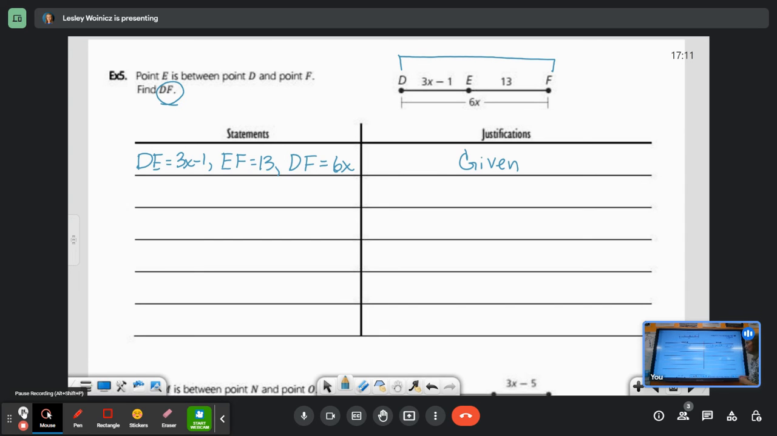Okay, the next thing I know is that the length of DE plus the length of EF has to add up to the total DF. And that is the segment addition postulate. So I'm going to put that in next. So DE, the length of DE plus the length of EF has to add up to the length of DF. Okay, that is the segment addition postulate.